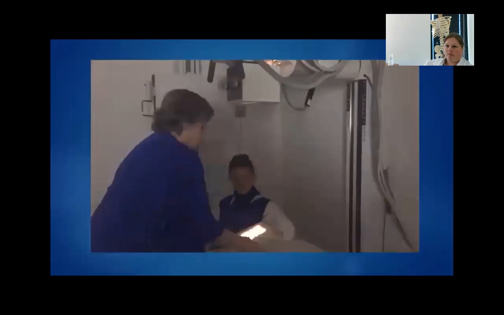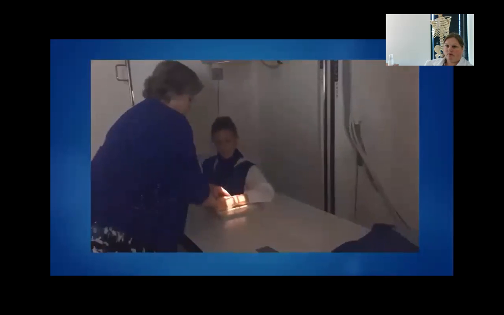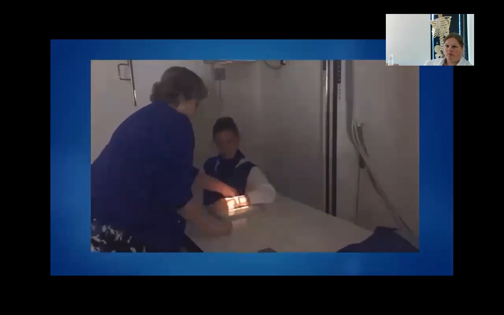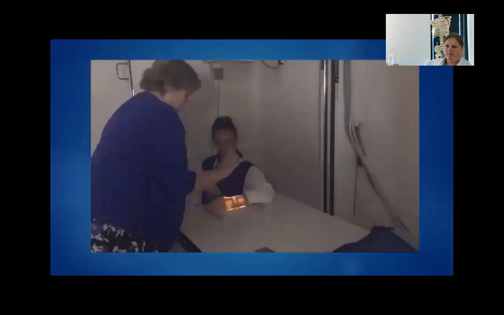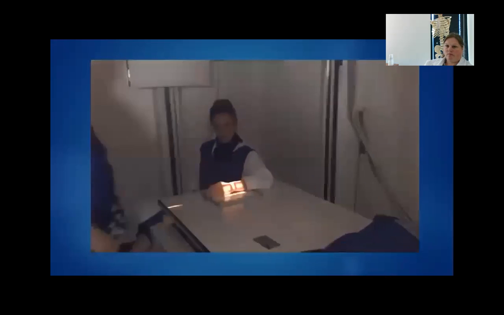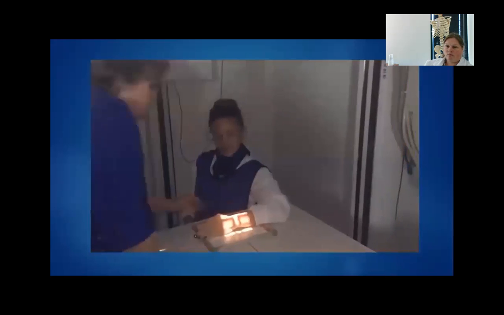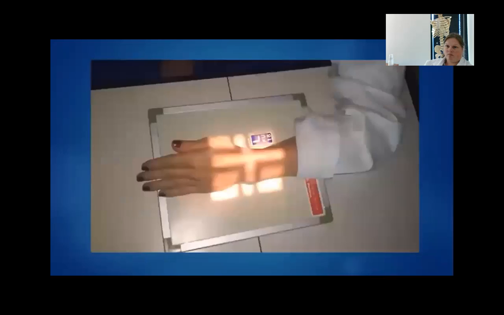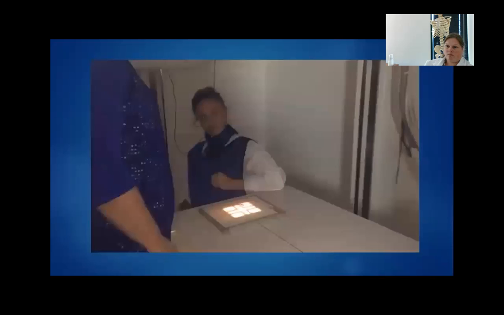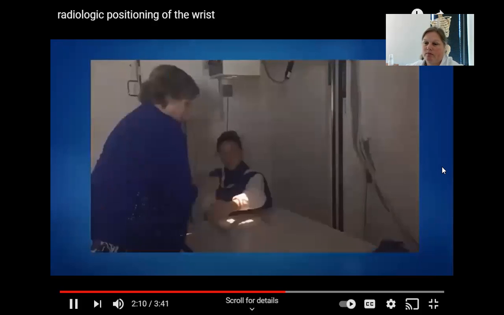Switching out. We are going to do an oblique. 45 degrees up with thumb. Center to mid-carpal still. And then we're going to switch out our IR and the lateral.